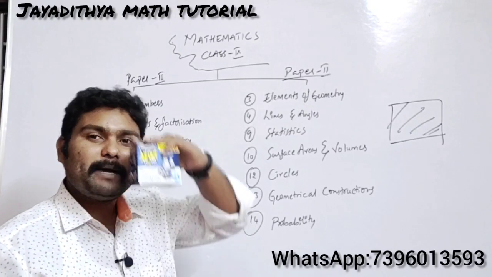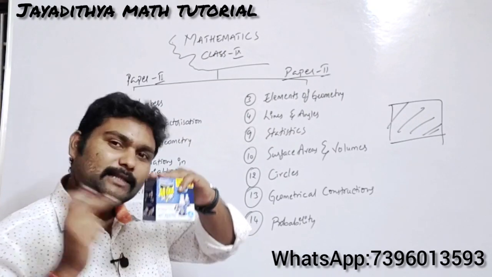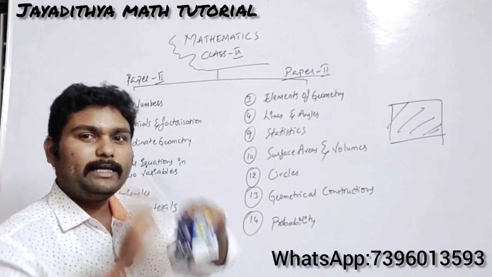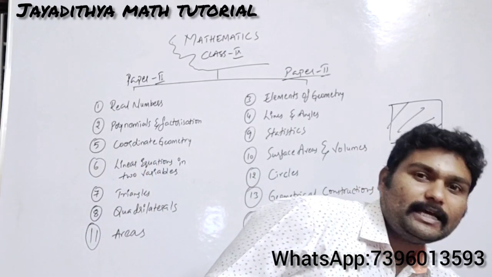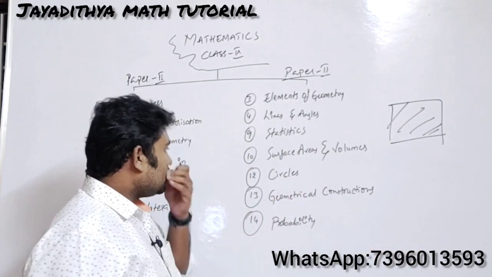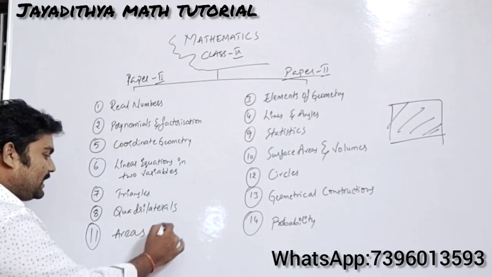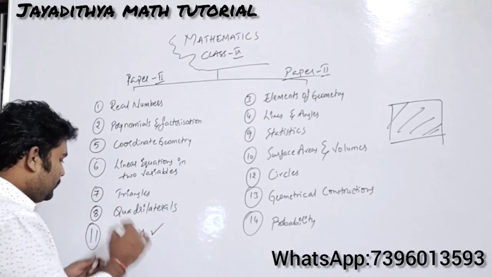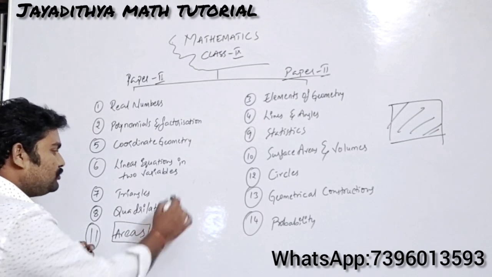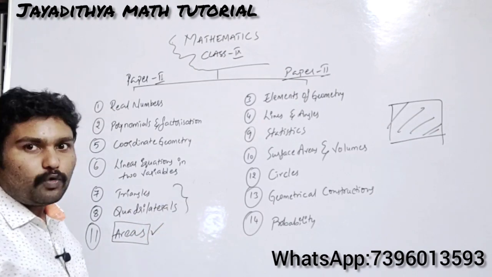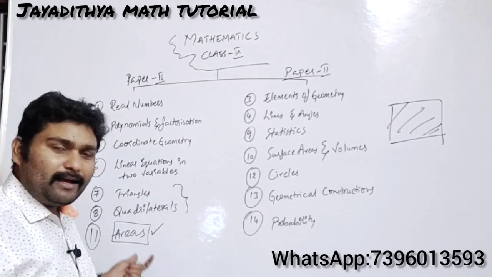The space occupied by the figure, or the space occupied by the solid, is nothing but its volume. Clear? Right. Then you have areas. In these areas, if you want to solve the problems of areas, you should have a complete grip of triangles and quadrilaterals. So what do you mean by areas again?